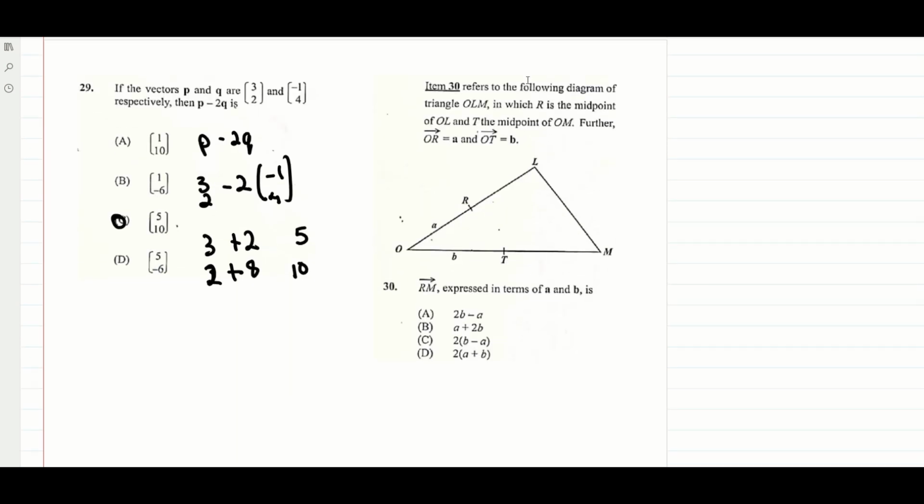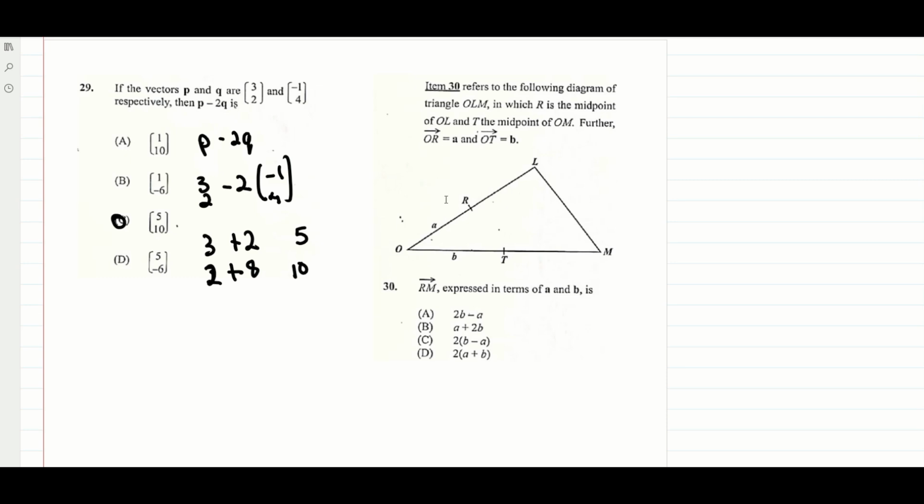Alright. Now let's look at item 2. It refers to the following diagram of the triangle OLM. So they said item 30 refers to the following diagram of triangle OLM in which R is the midpoint of OL and T is the midpoint of OM. Further, OR is A and OT is B. They want RM. We did this question already, exactly the same, but let us go ahead and do it.